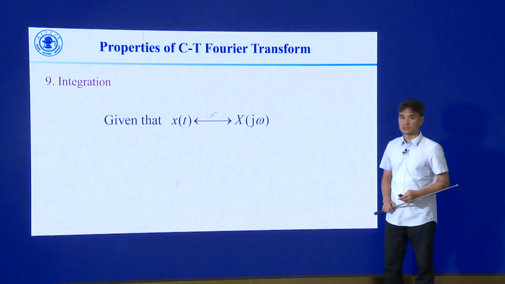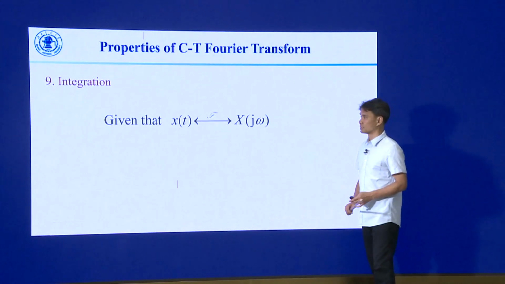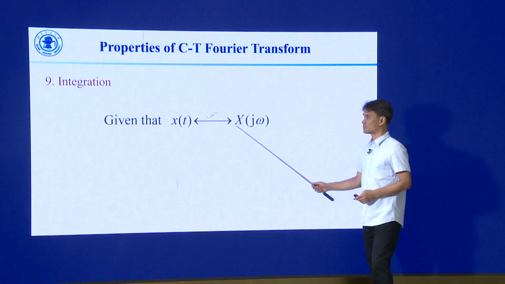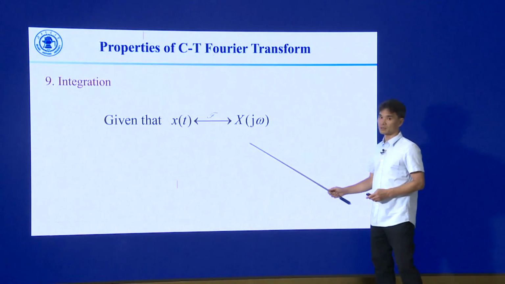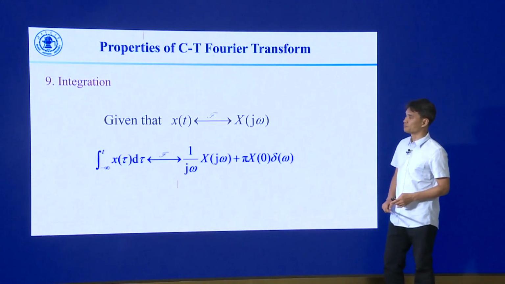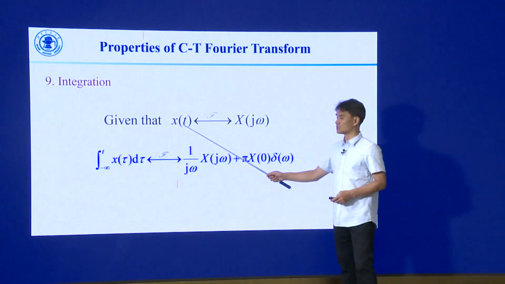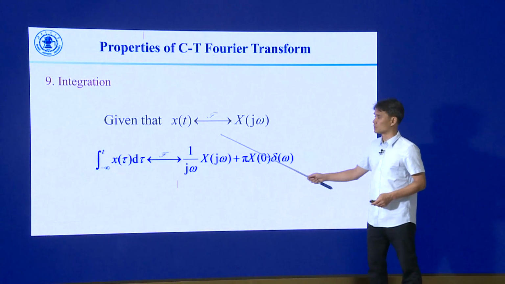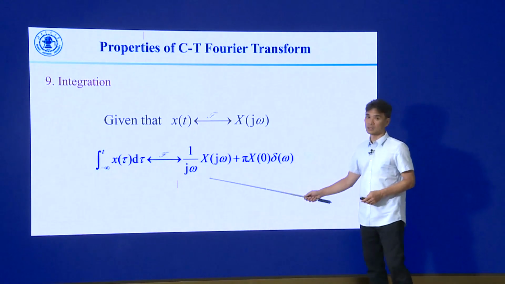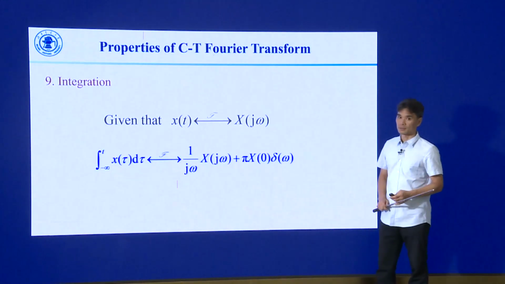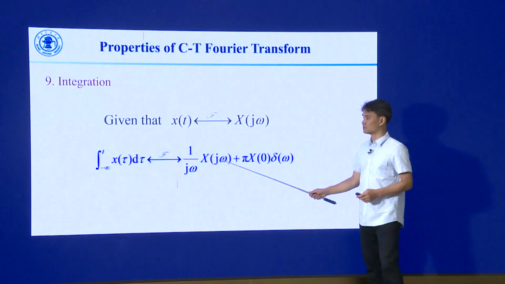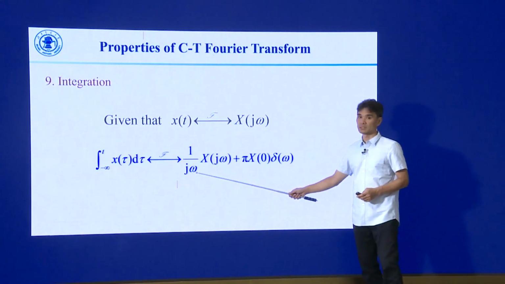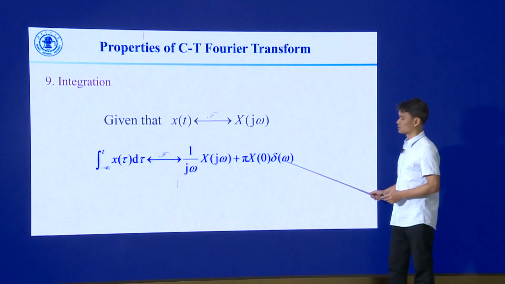The next is the integration property. Again, we have this pair of Fourier transform. If we do integration in the time domain, then this will be what's happening in the frequency domain. The original signal spectrum will be divided by j omega, and there's an extra term.